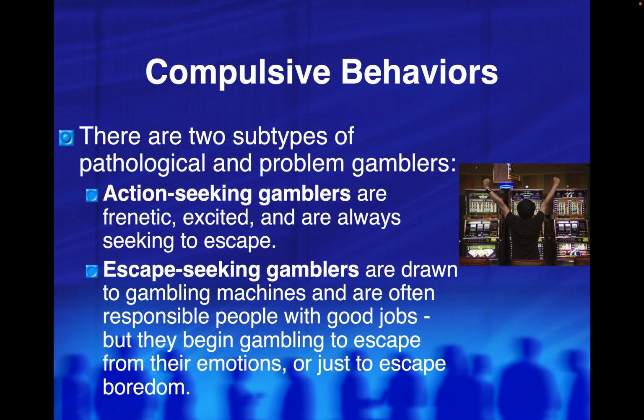There are two subtypes of pathological and problem gamblers. Action-seeking gamblers are frenetic, excited, and are always seeking to escape. Escape-seeking gamblers are drawn to gambling machines and are often responsible people with good jobs, but they begin gambling to escape from their emotions or just to escape boredom.